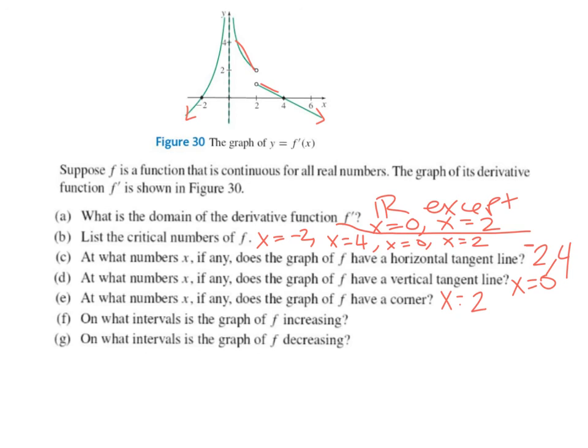Where is f increasing? So where is f prime above the x-axis? So I would say negative 2 to 0, and then 0 to 2, 2 to 4. And then decreasing would be negative infinity to negative 2, and then 4 to infinity. So I broke up the increasing. I didn't include this, and I didn't include the 2.